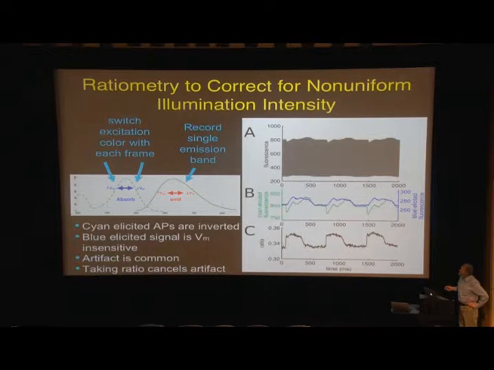So the fluorescence that's elicited by this wavelength is not voltage sensitive, but the fluorescence that's elicited by this color is voltage sensitive. So this is the signal that you get where the blue and cyan elicited fluorescence is interlaced. We uninterlace it by taking alternate frames, and we get these two signals. There's still lots of motion artifacts here, but you take the ratio, and then you can reconstruct membrane potential.